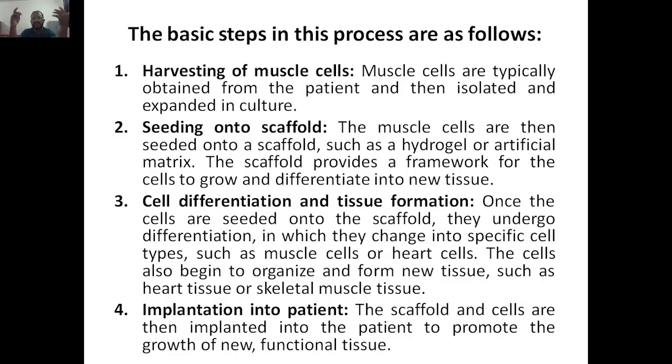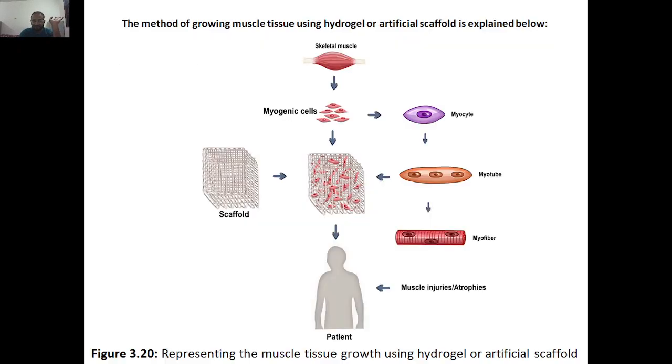So understanding: harvesting, seeding, cell differentiation and tissue formation, and implantation into the patient. So this is exactly how this procedure looks in a diagrammatic, schematic way. The method of growing muscle tissues using hydrogel or artificial scaffold is explained here. So this is a skeletal muscle.